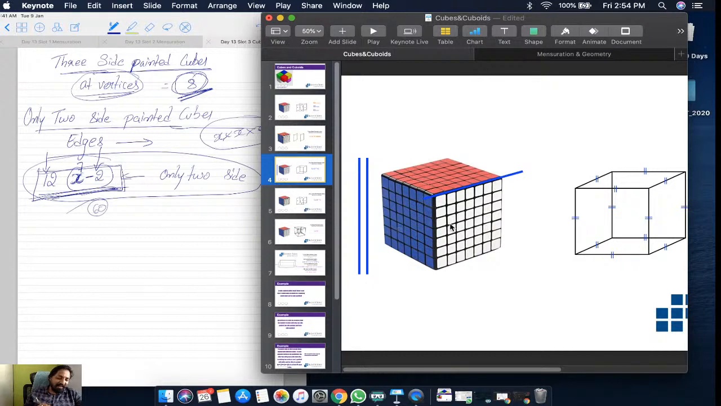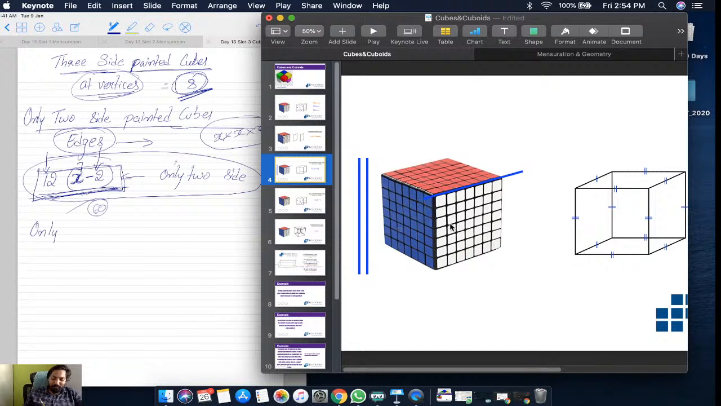I could have directly written this formula: two side painted will be 12 into x minus 2. What's the point if you don't understand the formula? And look at this, what is the order of the equation? It is 1. Why? Because it is related to edges.